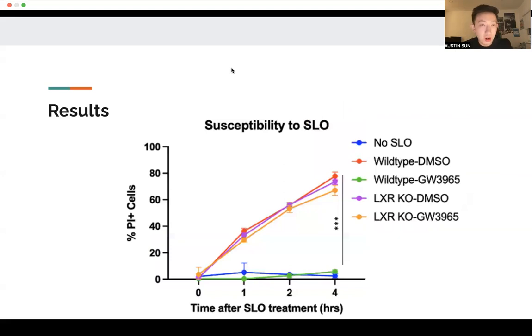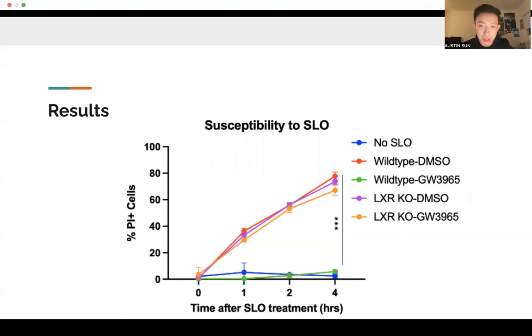All right, so here are our results on a graph. The first treatment here is the blue line, which is no SLO, and this is just our negative control. And then looking at the red and green lines, so this is in the wild type mice, and we're comparing two treatments. DMSO is our negative control, and GW3965 is our LXR agonist. So this is specifically upregulating the LXR pathway.